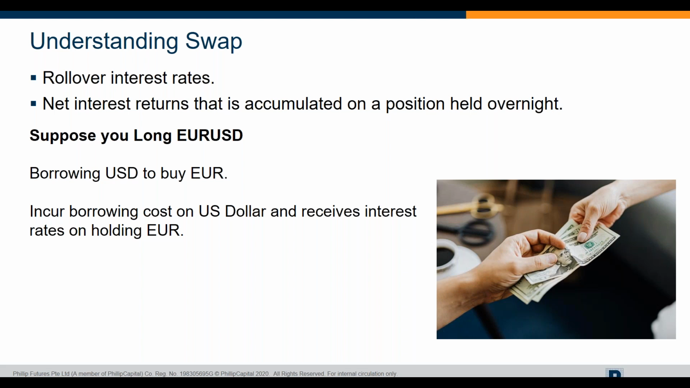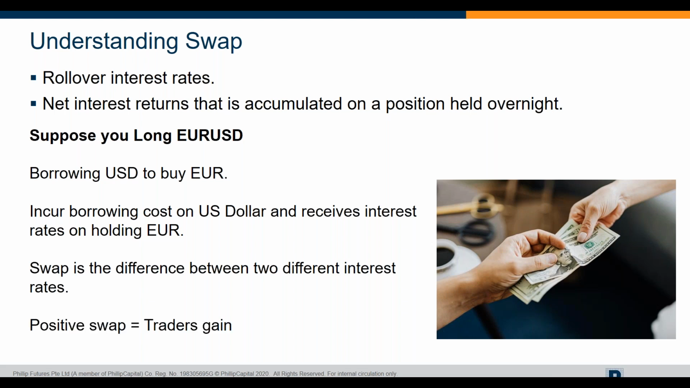So when you buy Euro, you will receive the interest rates for holding Euro. So the swap is just the difference between the two different interest rates that you have. When there's a positive swap, the trader will actually gain from the trade. You'll gain some interest from there. If the swap is negative, the trader will incur some cost, whereby the cost of borrowing is higher than the interest that the currency you're holding is giving. Okay, so that is swap.